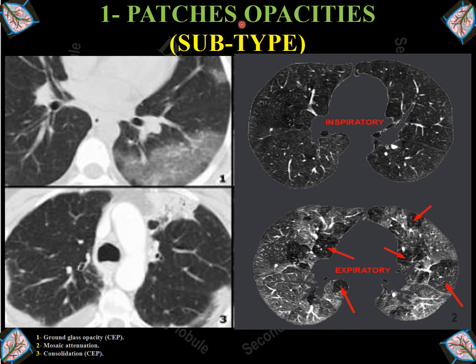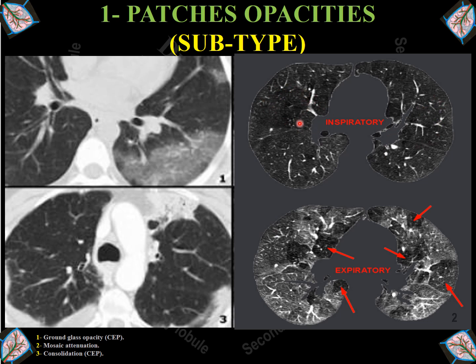We start with the first and most common pattern, the patchy opacity. The subtypes of patchy opacity are 4. The first one is the ground glass opacity, like this, and the second is the consolidation. We can differentiate between ground glass and consolidation by visualization of the pulmonary vessels, as we see here. The third pattern is mosaic attenuation.